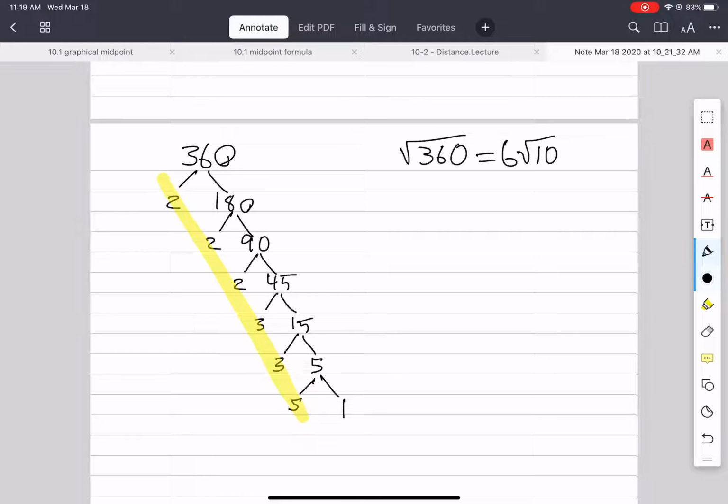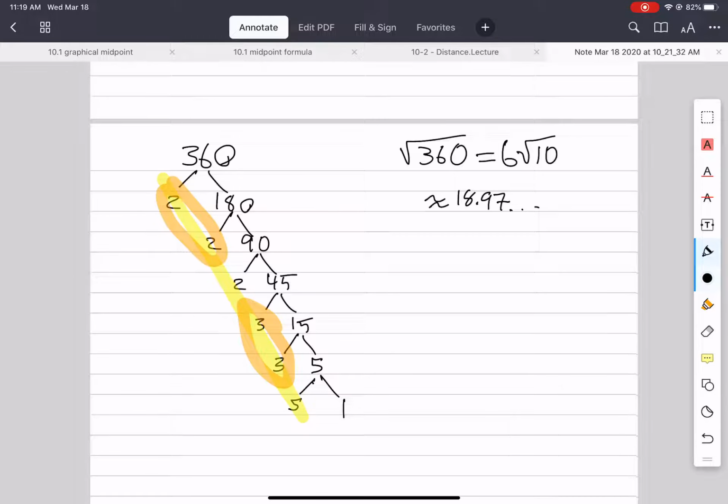Now, either of these will have the same decimal. They're approximately 18.97, etc. But here's what we're going to do. Since it's square roots, if we look at pairs of 2, here's a pair, here's a pair. Groups of 2 are what can come out, because 2 times 2 is 4, and the square root of 4 is 2.